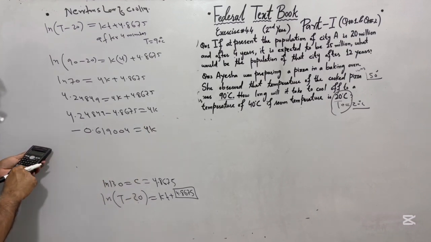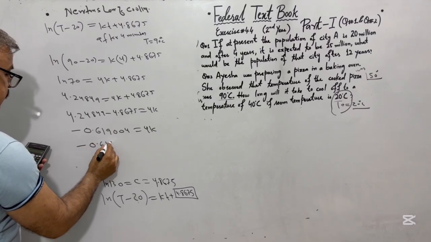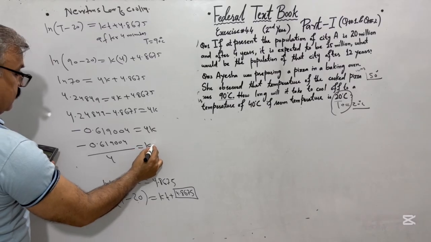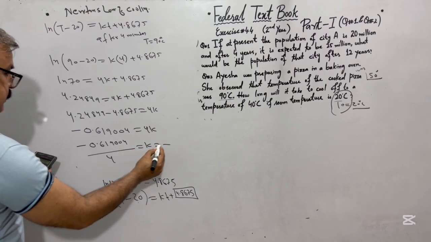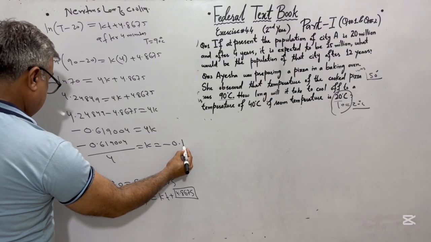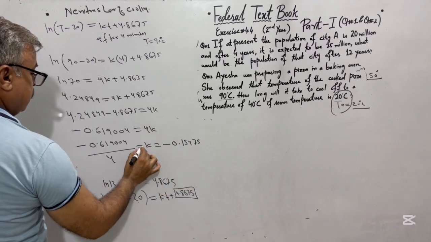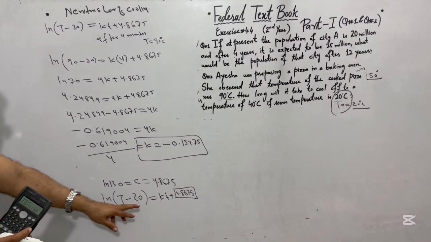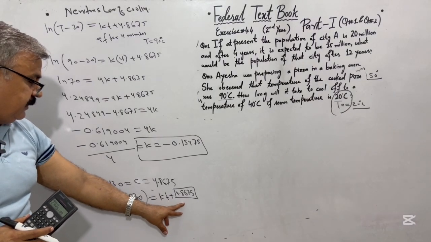Shift 4 here, dividing by 4, we have negative 0.619004 divided by 4 is equal to K. After division we have negative 0.15475. It's enough, that's the value of K, now we are done. Introduce value of K here. We have already managed the value of C.